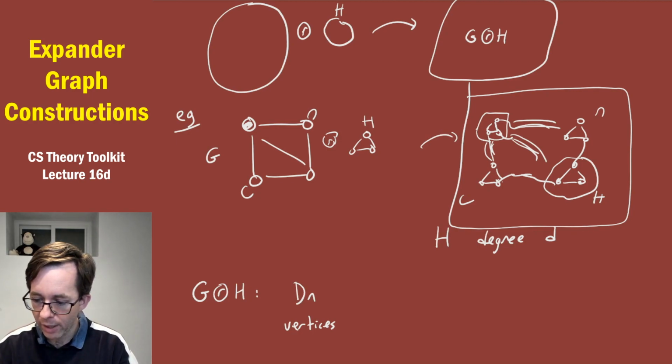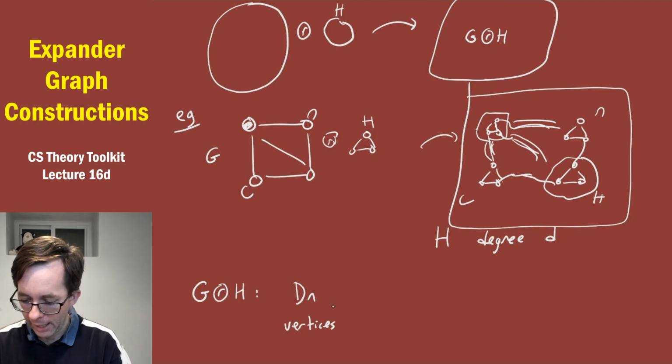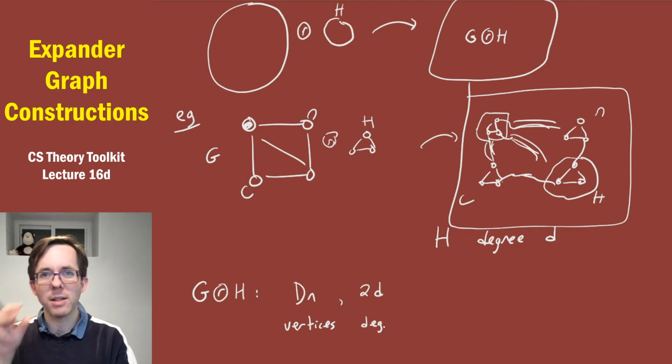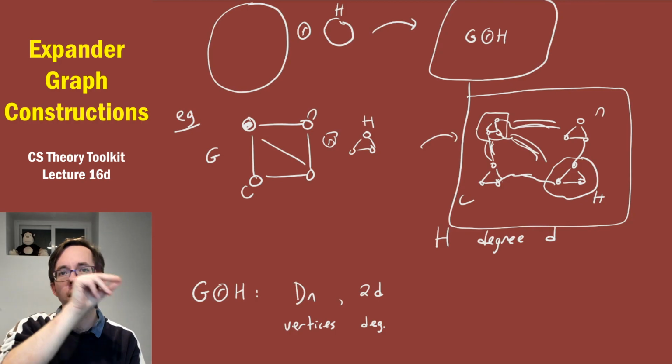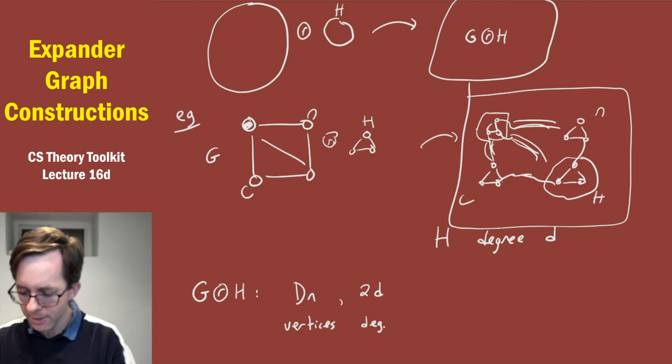Because we have G with n vertices and H with capital D vertices. And its new degree is 2 times little d. That's because, remember, little h is little d regular, but for each vertex in it we also have d external edges. So every vertex touches d plus d edges.